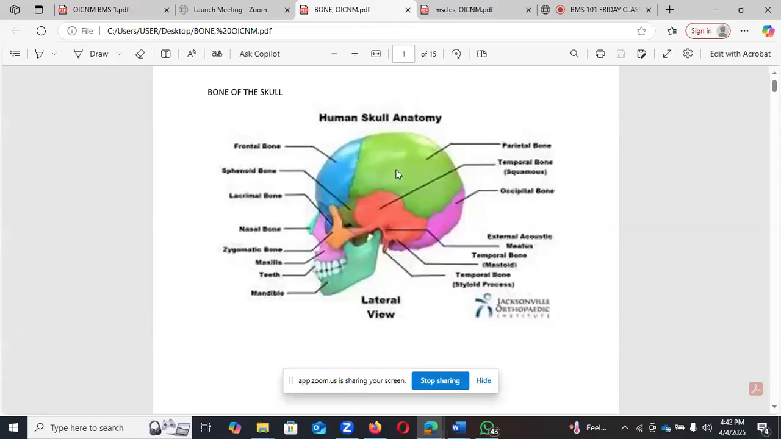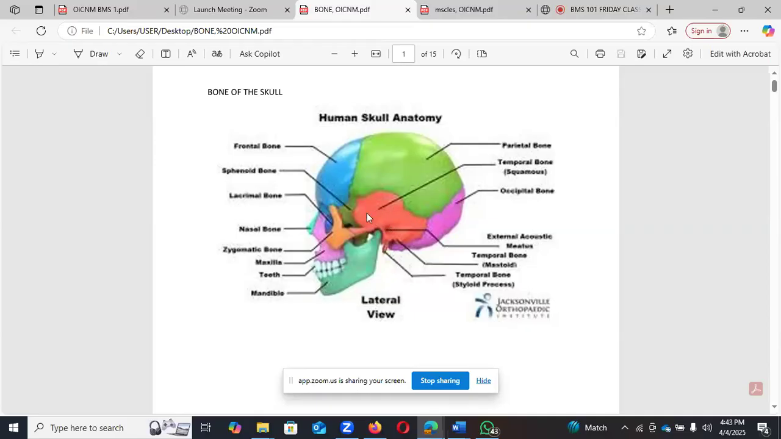This part is the parietal bone. The green part is called the parietal bone. It's a type of bone called the parietal bone, the one where your hair is located by the side. This orange part is called the temporal bone.